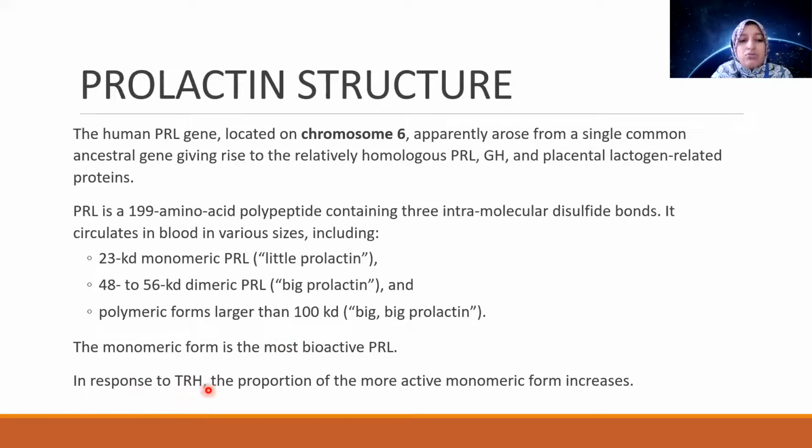In response to TRH, that is the thyrotropin releasing hormone, the proportion of the more active monomeric form increases. So pituitary dynamic testing sometimes uses this type of stimulatory test to assess the prolactin availability.